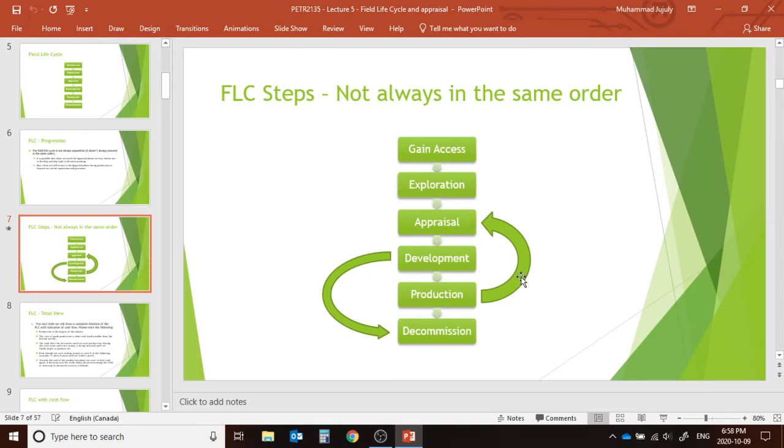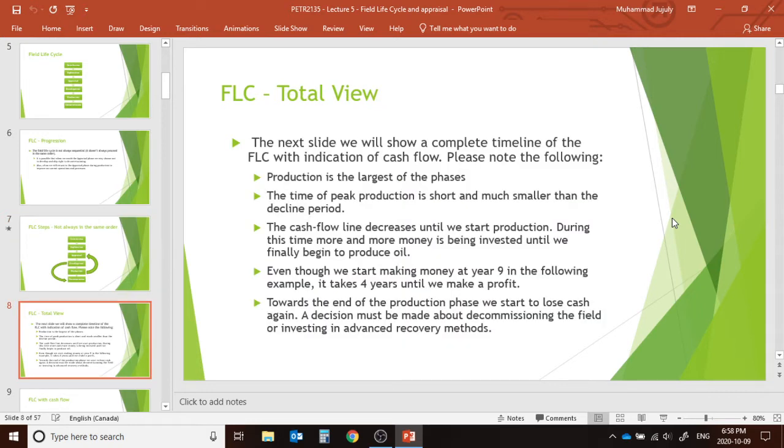And for the development and decommissioning, for instance, right after the exploration we can start the production. It totally depends on the situation we actually have, and we will learn today about different situations and what is the right step we should take. The next slide will give you more idea on how the whole field life cycle works.